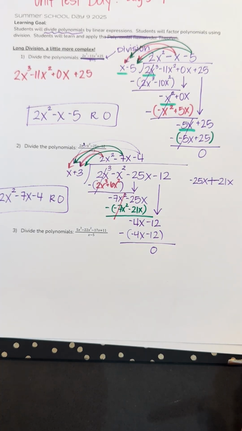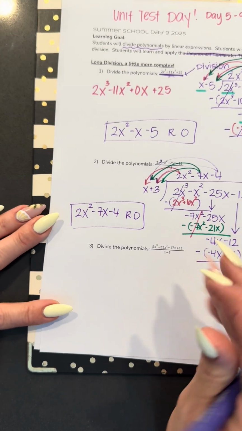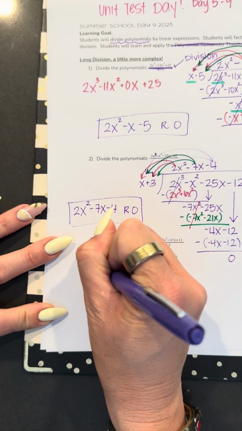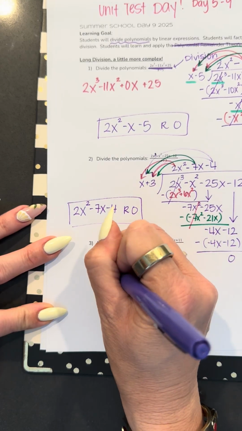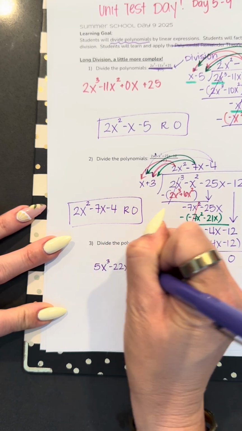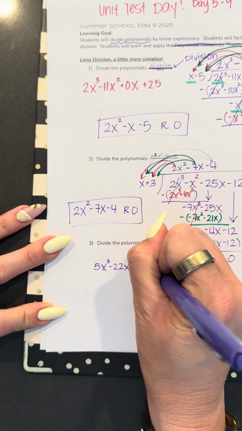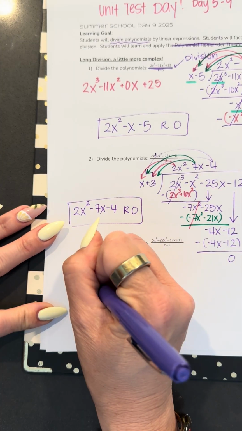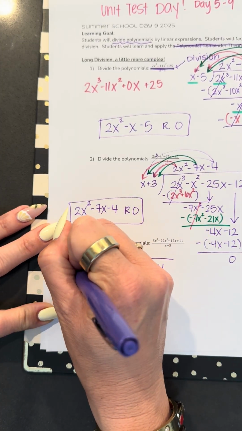Last full long division I'm going to do with you. We have one more. Again, if you feel confident, pause it and just try it on your own. But I'm going to move over here so I have room. I get 5x to the third minus 22x squared minus 17x plus 11, all divided by x minus 5.